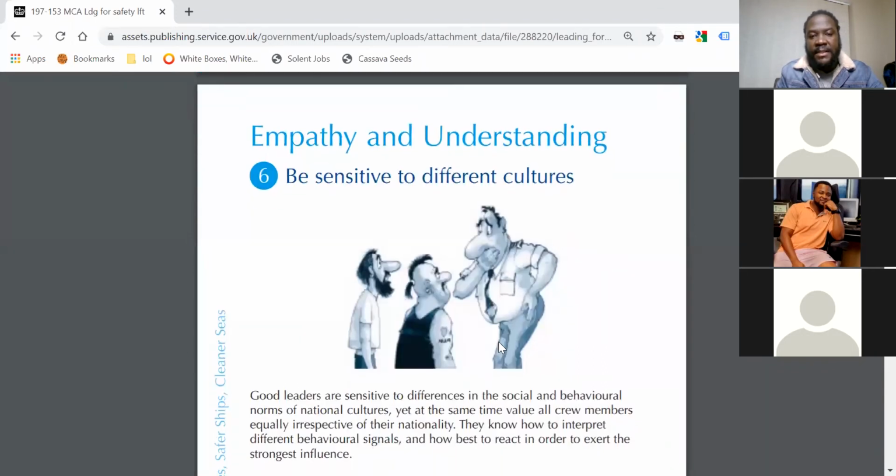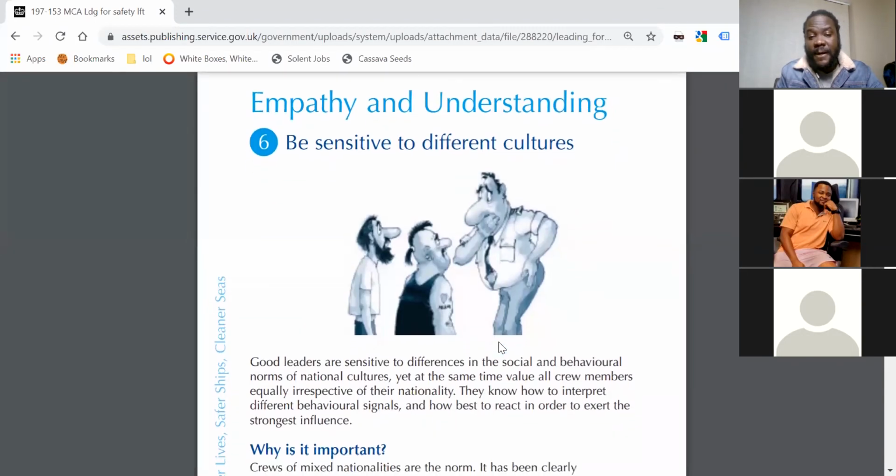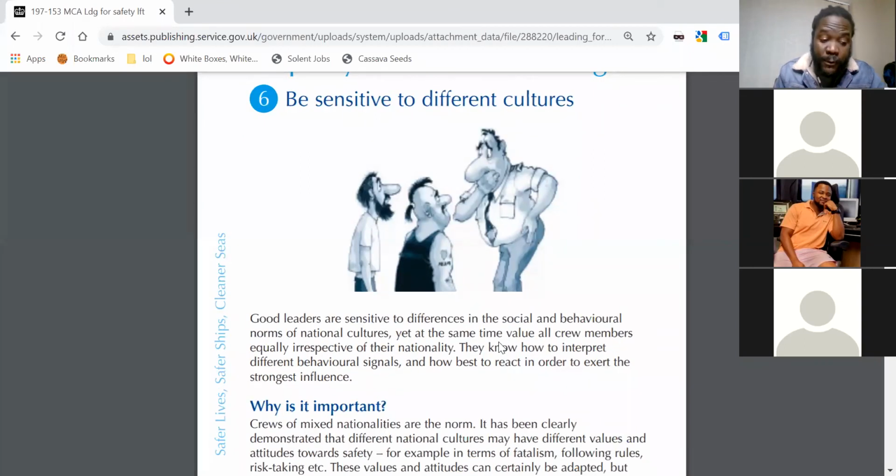Empathy and understanding: be sensitive to different cultures. As I mentioned, I read a book called Understanding the Filipino Seafarer. So if I go on a ship and I have South Africans on board, and Indonesians, or some Nigerians, or some British, or some Spanish, I have Muslims, I have Christians, I have people of different religions.